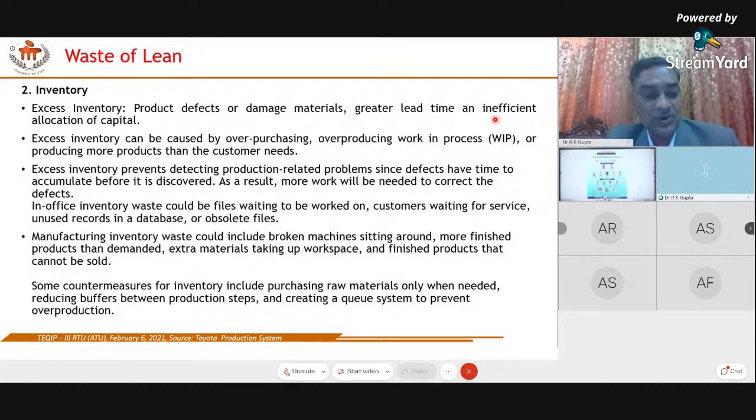So what are the countermeasures for this inventory system? They include purchasing raw material only when needed, only whenever you require. Not that you get discounted prices and purchase, and keep it in the inventory, because that also increases the cost. Also reducing buffer stock between the production steps, and creating a proper, optimized queue system so that we are not going for overproduction. So that is for the inventory.